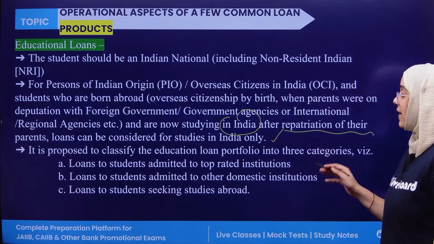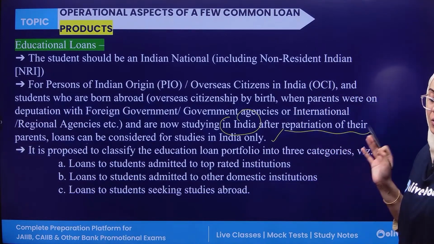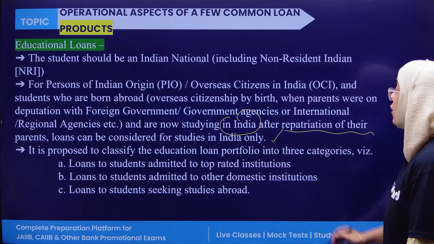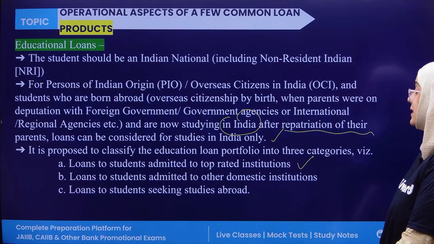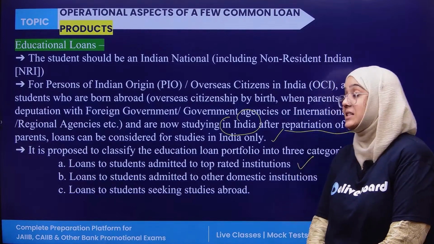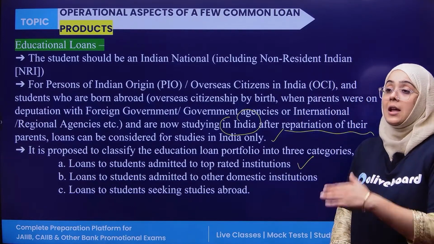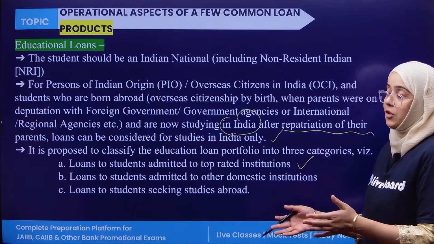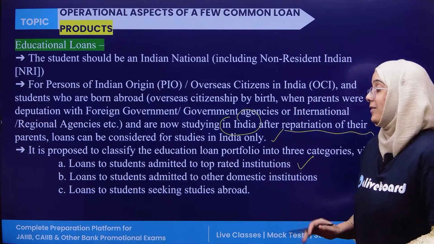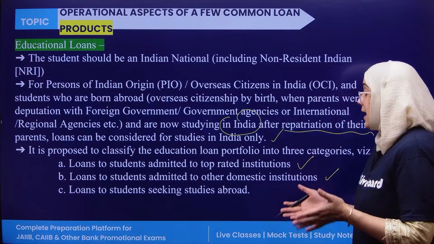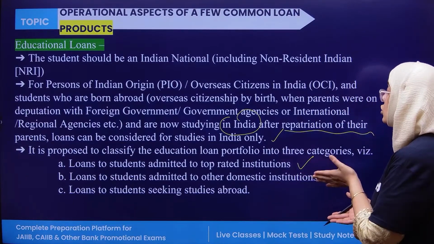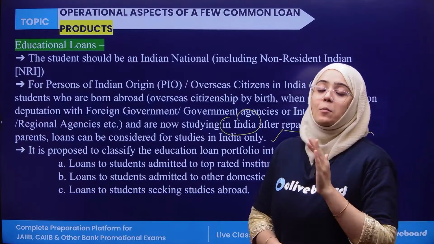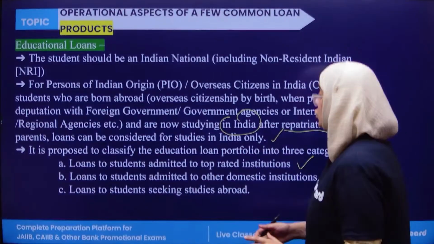It is proposed to classify the education loan into three categories. Now, the education loans are actually classified into three categories. First, the loan to students admitted to the top rated universities or institutions, like the IITs and IIMs. These are the top rated institutions, and first of all, the loan can be given to them very easily. Second, the loan given to students admitted to different domestic institutions.